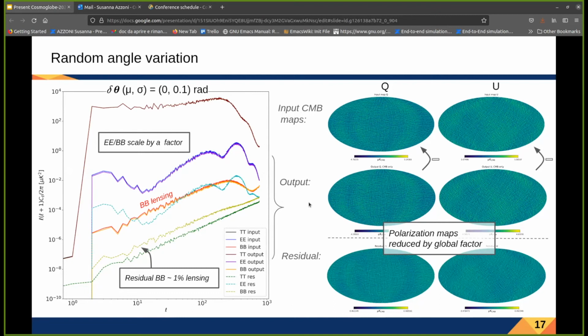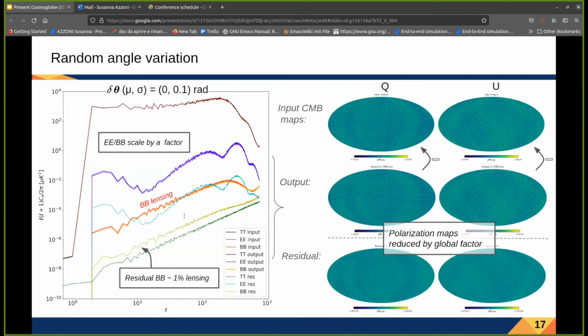Okay, and so if we want to know also how bad of a sigma we can tolerate, we can already use the information that we get from the spectra. And here I'm plotting the case of sigma equal to 0.1 radians, which is equivalent to approximately 5.6 degrees. And we see that in this case, the residual BB is 2 magnitude lower than the lensing BB. So in this way, it's actually already good in a way that it is 1% of the lensing power spectrum. And so we see that in this case, the result is for a sigma of 0.1 radians.